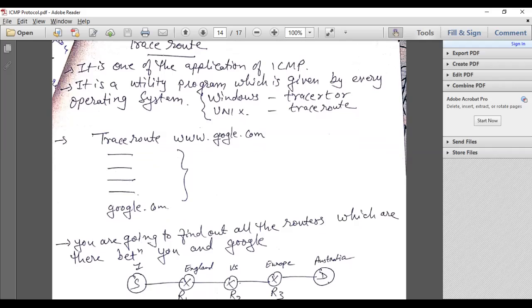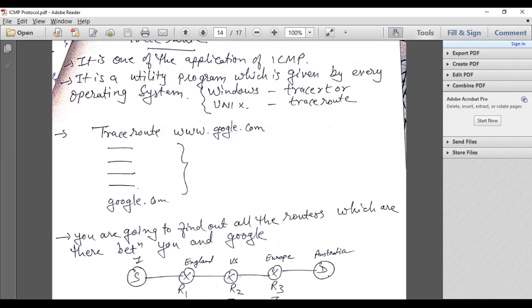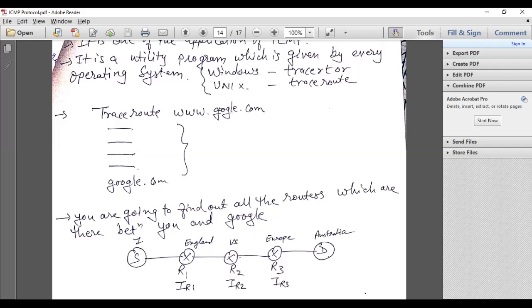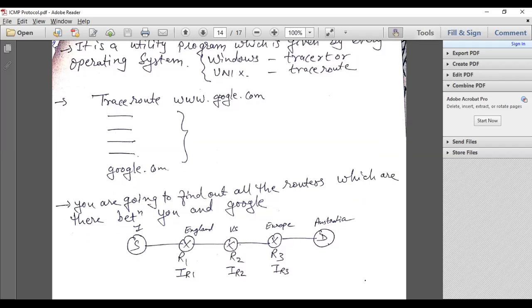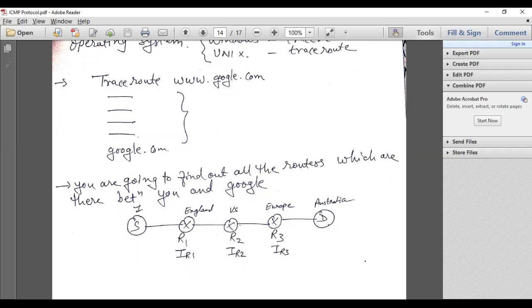So you are going to find out all the routers which are there between you and Google, right? So that is, between the source and the destination, various routers will be there. So after finding the IP addresses of the routers, maybe you can go to a website known as, let's say, a Whois website, and then type this IP address there. And then what you can do is you can find out the location of this router where it is present.